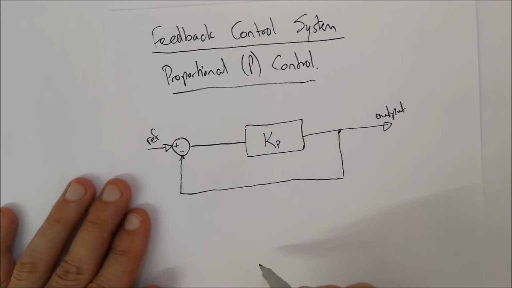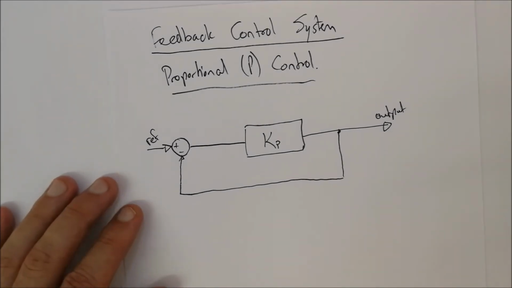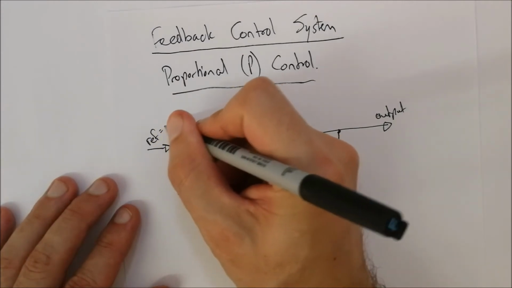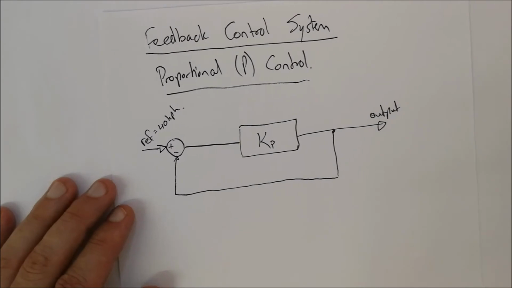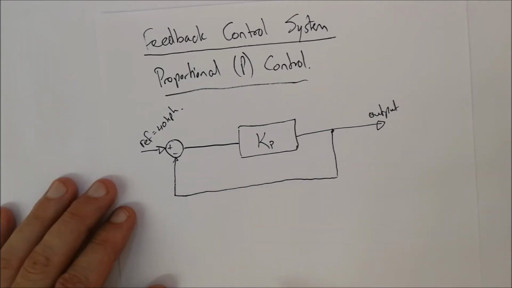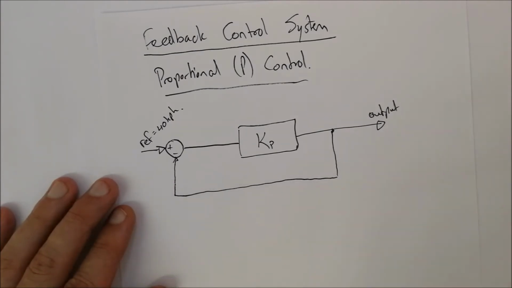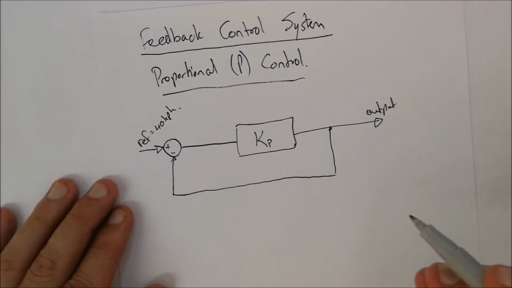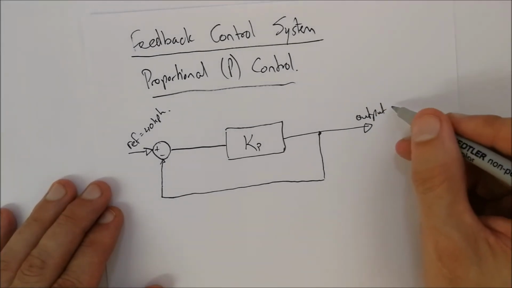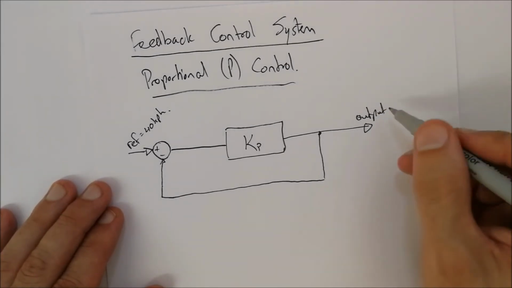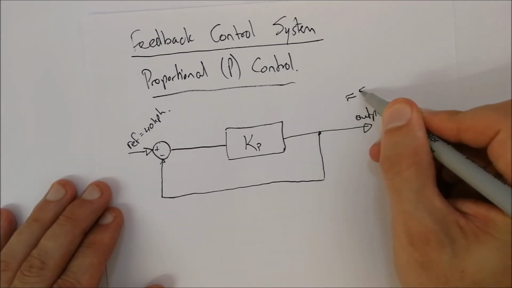Okay, so let's look at an example. We want to go at, let's say, 40 kilometers per hour. So that would be our reference point. As I'm going along the road at 40 kilometers per hour, I start going up a hill. As I go up a hill, obviously the speed of the vehicle is going to decrease. So suddenly the output over here is, let's say, roughly 35 kilometers per hour.